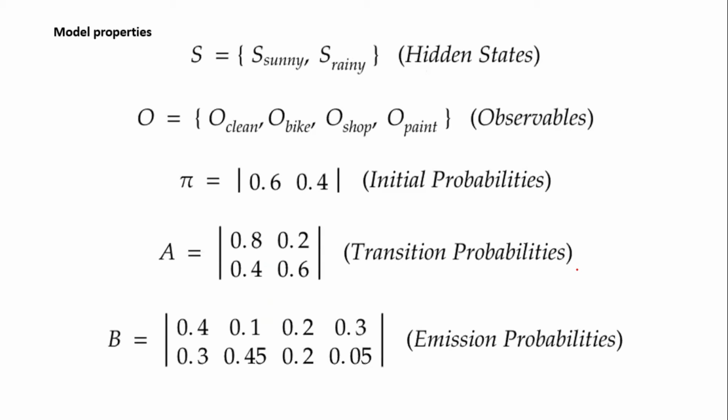So I told you that we need to arrange everything in the form of a set. So you can see hidden states are represented in the form of a set, sunny and rainy. Observables, again, are represented with O, and initial probabilities, transition probabilities, and emission probabilities we'll represent with pi, A, and B. Now suppose the sequence is given to us like this: sunny followed by rainy followed by rainy followed by sunny. So this is our sequence.